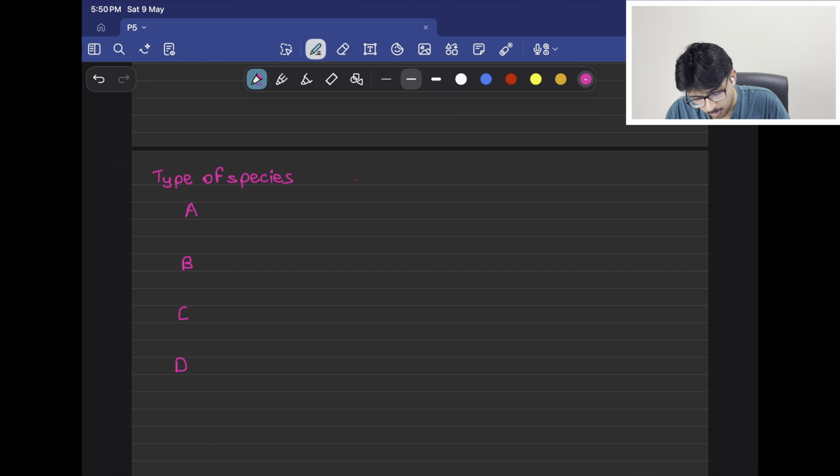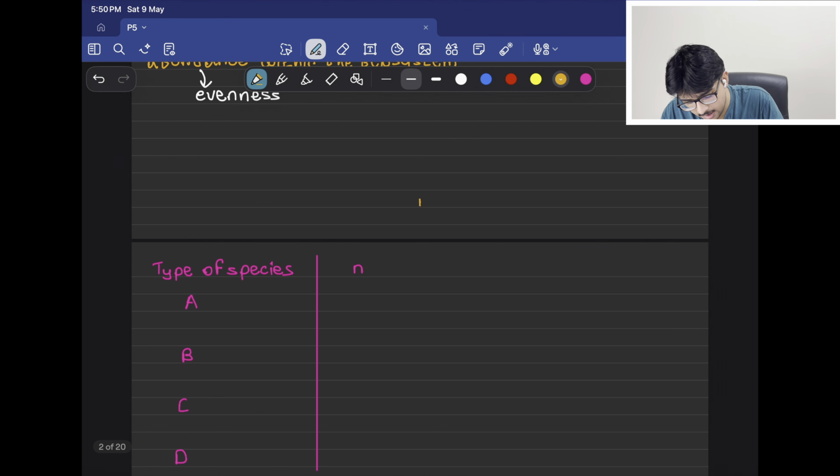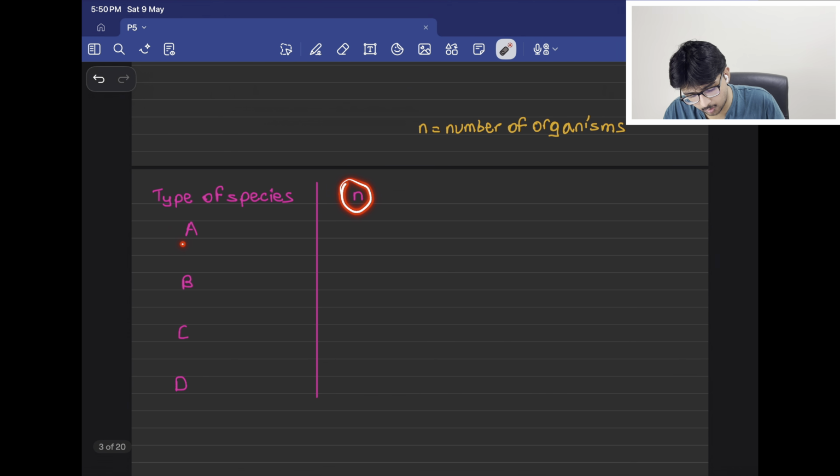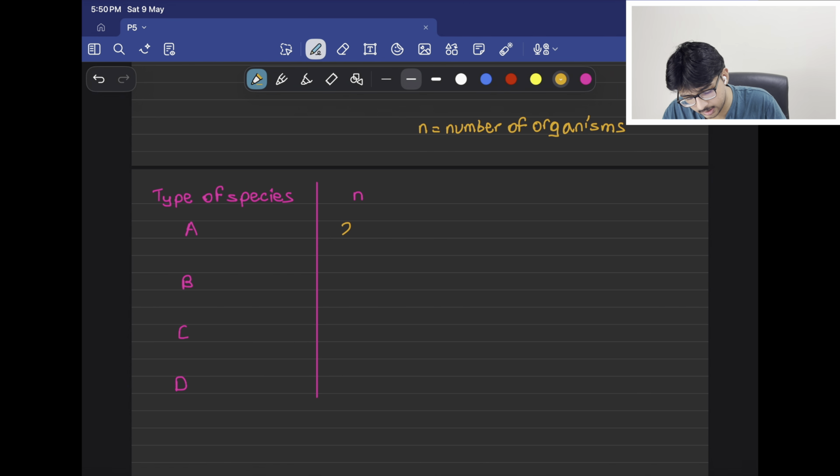Now, what I've written in the second column is the letter N. That's the column heading, right? What does N mean? N here refers to the number of organisms. So let's say you walk into an ecosystem and you are measuring how many organisms are of a particular species. And you find out for species A, let's say you have 20 organisms. For species B, you have 25 organisms. For species C, you have 22 organisms. And for species D, you have 18 organisms.